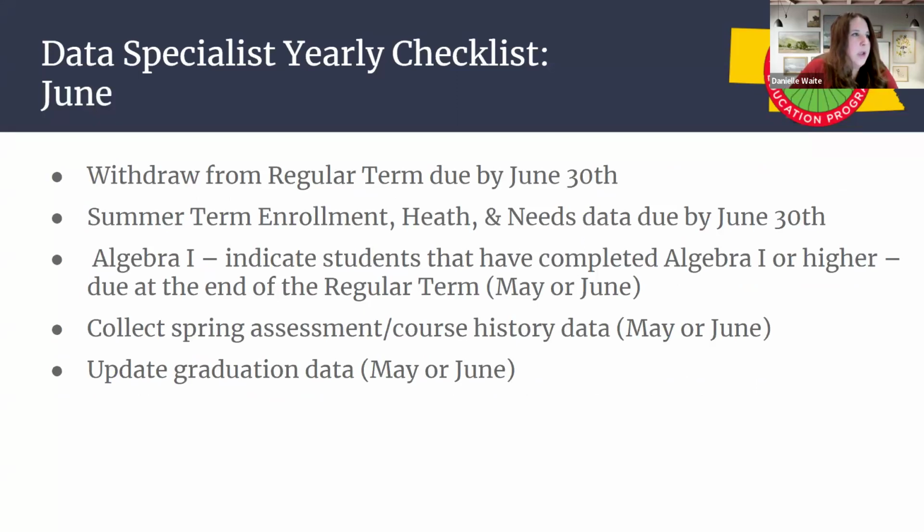And then in June, we have a deadline set to move out all the enrollments into the summer. So withdraw from the regular term by June 30th, and then do your summer term enrollments, and including any health and needs data. And that's due by June 30th as well. And then those same ones that I mentioned might be more readily available in May or June. Algebra 1, collecting spring assessment and course history data, and updating graduation data should be done in June.